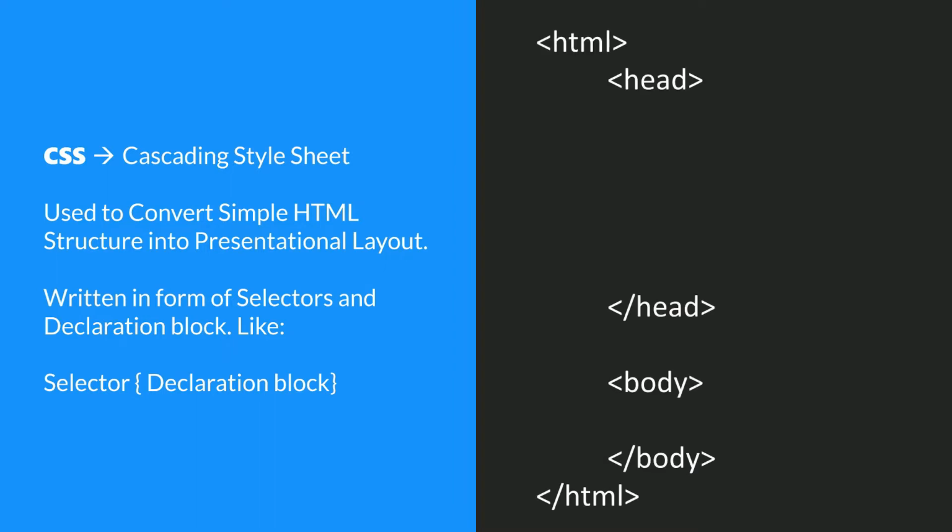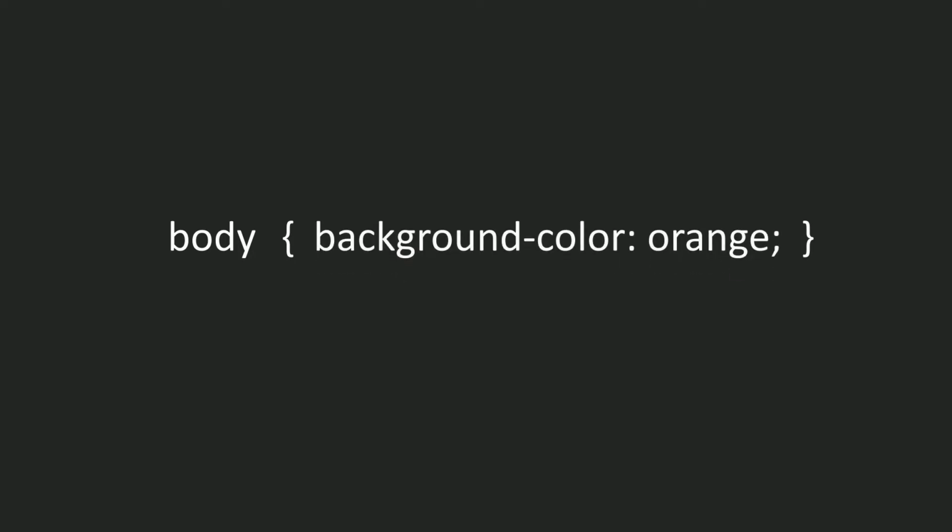Now you will write the same HTML structure, just you need to put an additional style tag inside head tag. And inside style tag, you will write your whole CSS code. Now if you want to change the body background color of your web page, so you will simply write body, curly brackets, and inside curly brackets, you will write background color orange like this.